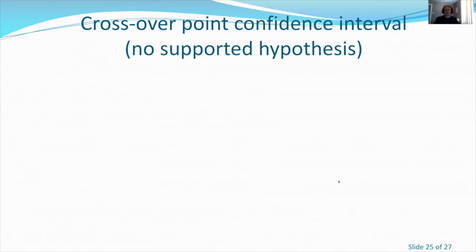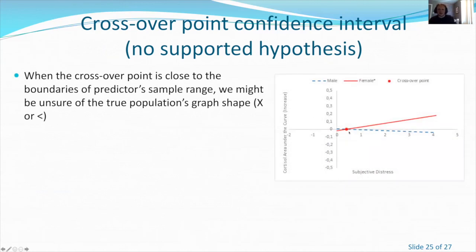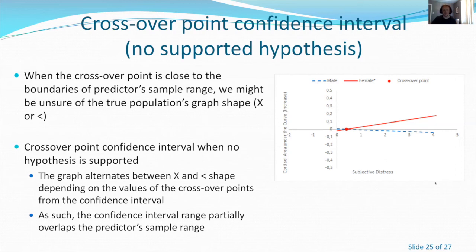The third scenario is when it does not support either of those two hypotheses. Whenever you have a crossover point close to the boundary of your predictor's range, you're not sure if you actually have an X shape or a V shape. Neither hypothesis will be supported if the confidence interval of the crossover point overlaps partially with the range of your predictor. You can see as the red dot moves within the confidence interval range, it shifts from a V shape to an X shape. In the population, we don't know what the real shape is, so we cannot support either hypothesis.